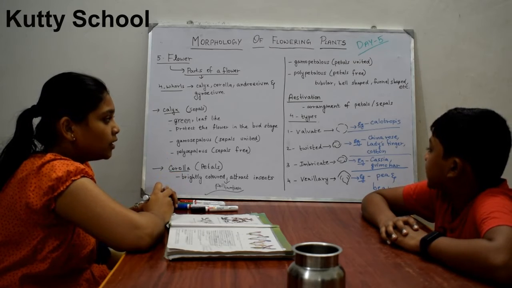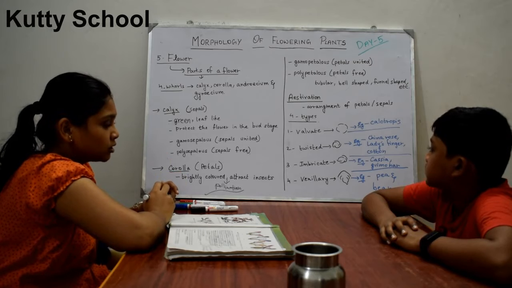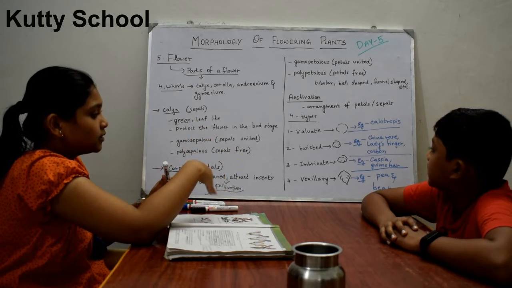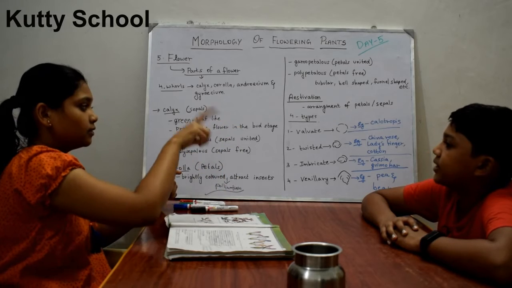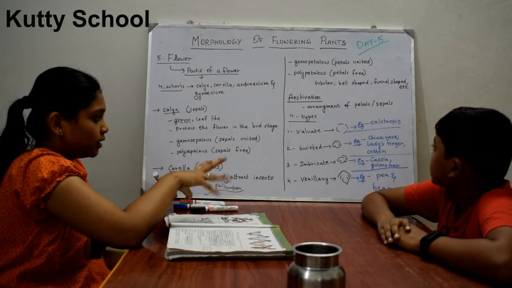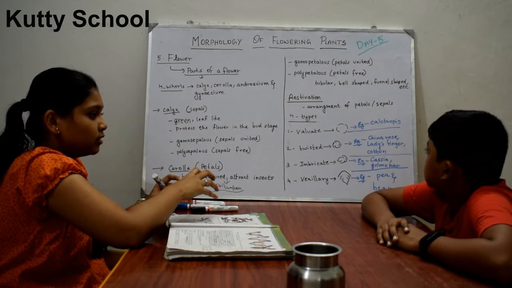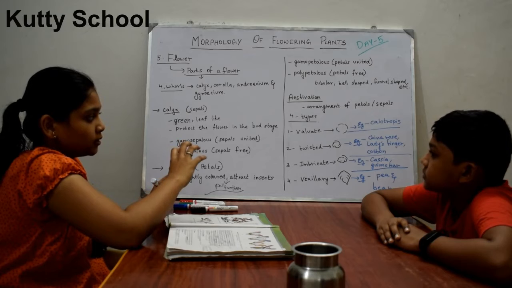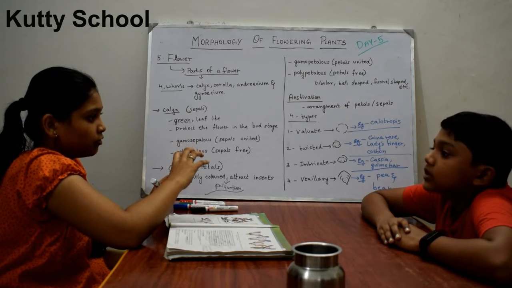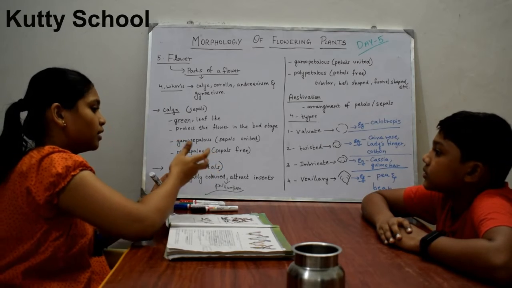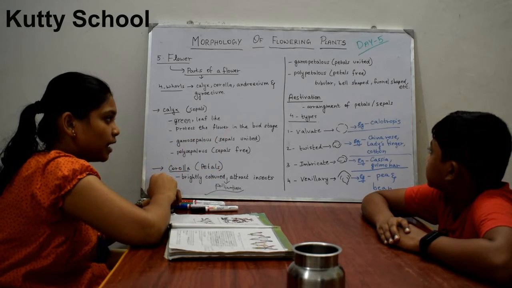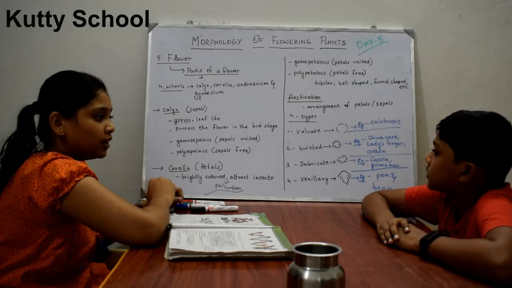In valvate aestivation, the petals or sepals do not touch each other, but they lie in the same place, at the same radius, and they do not touch each other. They are separate. This is valvate aestivation of petals or sepals; we can take it for both. An example is Calotropis.